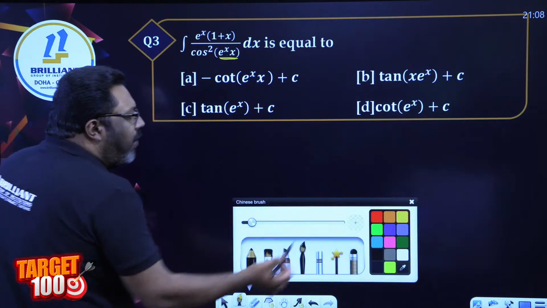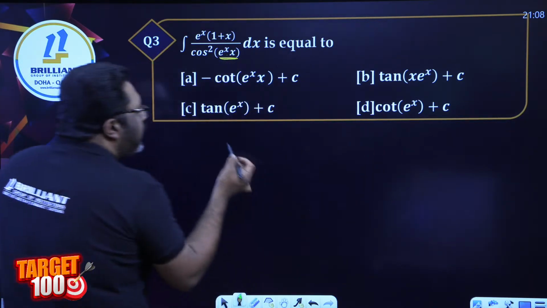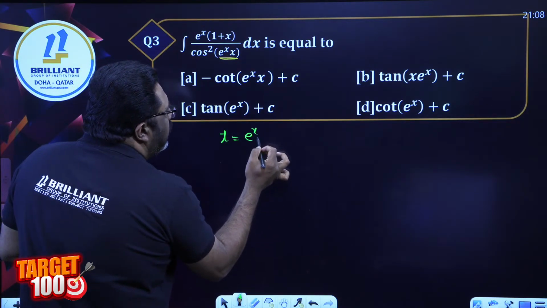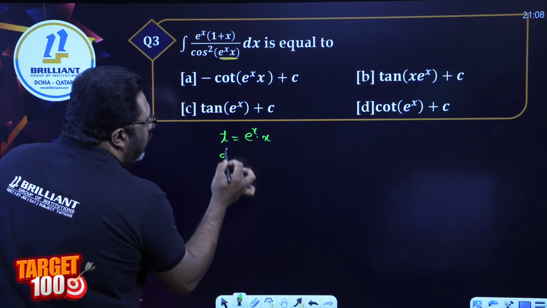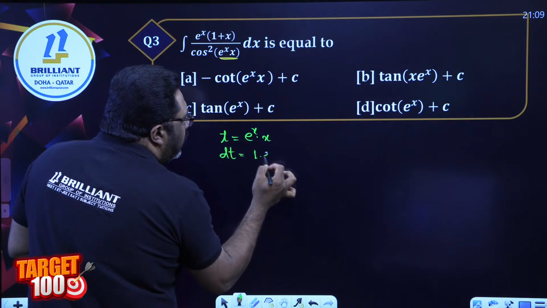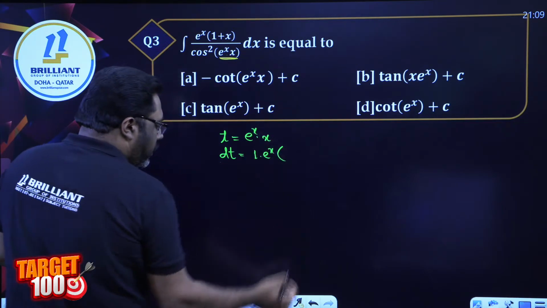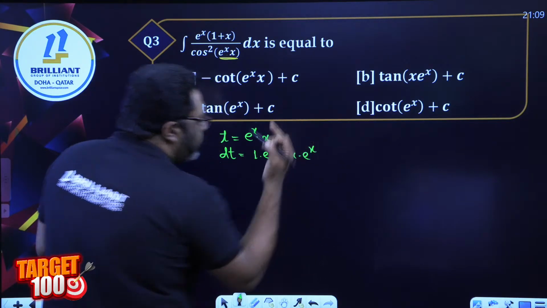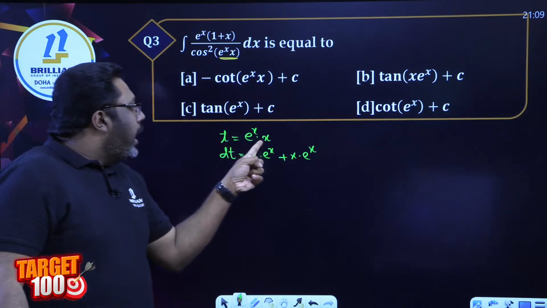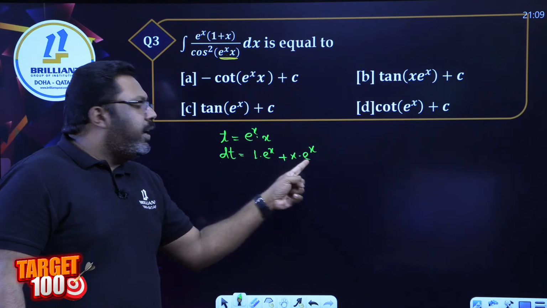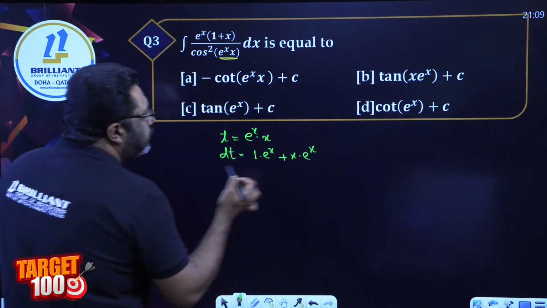So whenever we have a non-integrable form, the idea is to substitute that as t. So e raised to x into x is substituted as t. So what's the derivative of that? Use the product rule: derivative of x into e raised to x, plus x into the derivative of e raised to x, which is again e raised to x, dx.